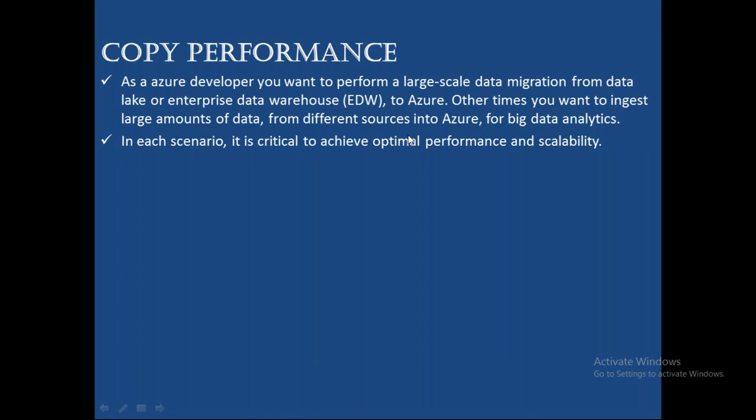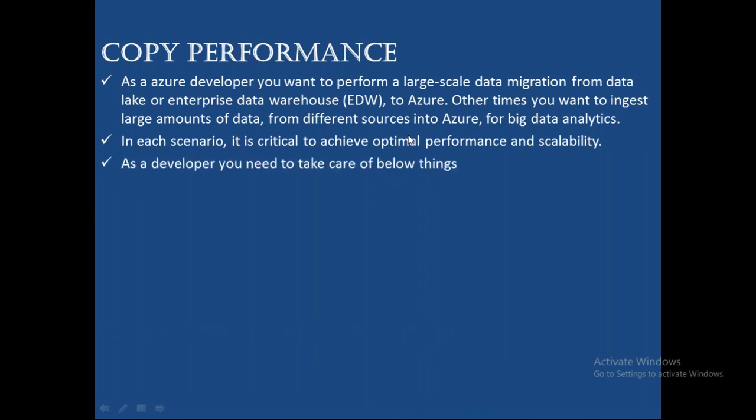So in each scenario, it is critical to achieve optimal performance and scalability, because in each scenario we need to identify, okay, if the source is this, how many DIUs I need to use, what degree of parallelism I need to use. What are those? I will explain, but you need to change the different settings to check what is the optimal selection of your DIUs and performance units. So I will show you all those things.